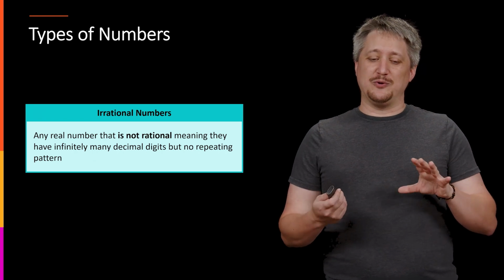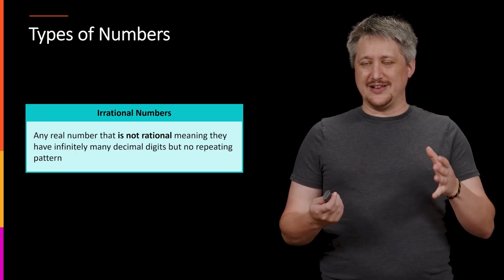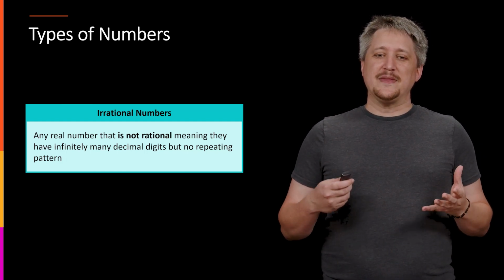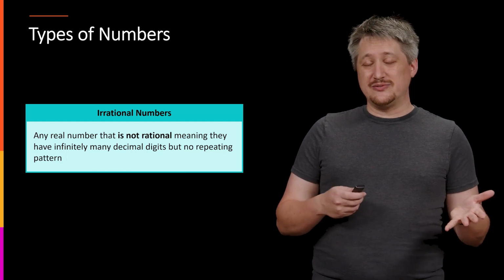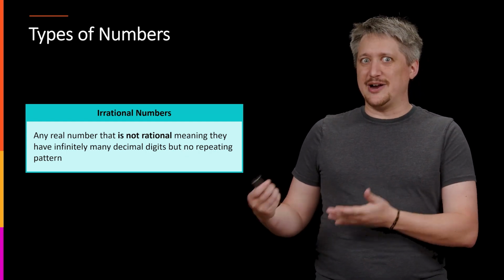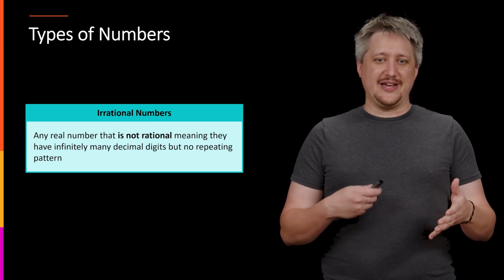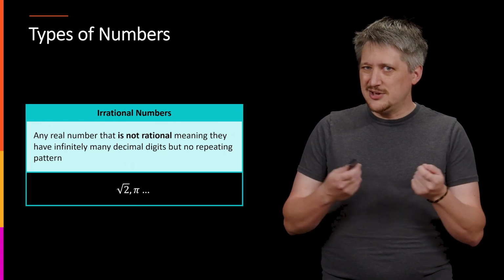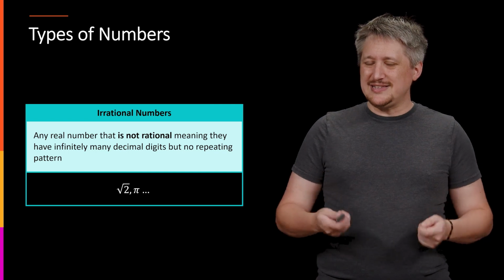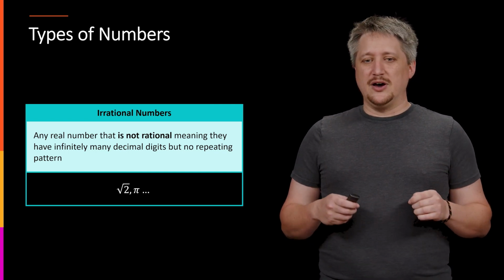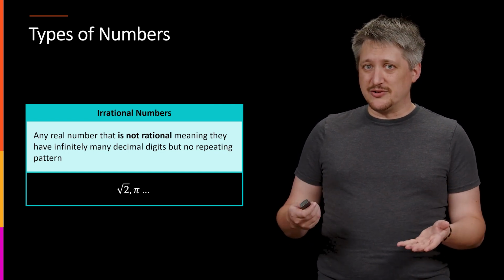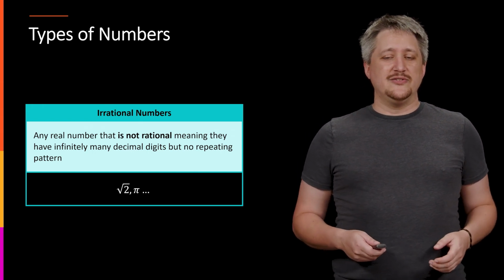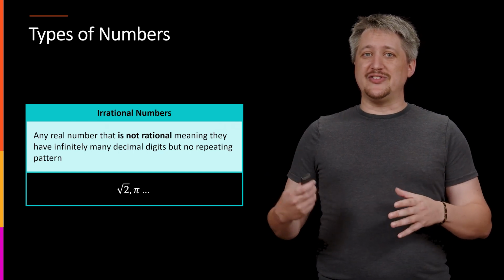I do want to, before we get there, mention the irrational numbers, those other numbers. Irrational numbers are the real numbers that are not rational. Those are the things that have infinitely many decimal digits but no repeating pattern. So square roots, or really any roots that don't simplify nicely, are an example. Pi is another example; it goes on forever and doesn't repeat. E is another example.